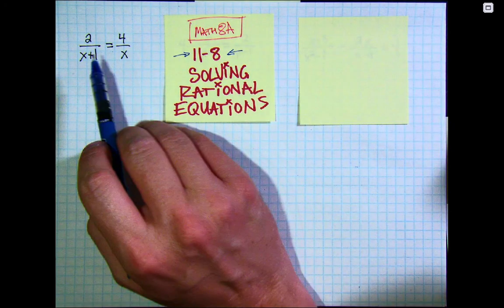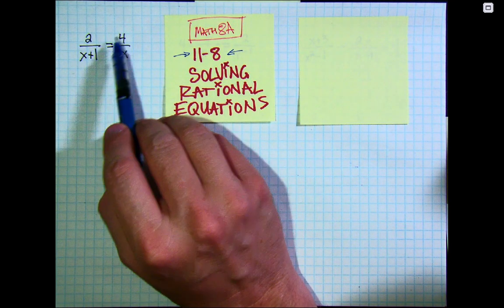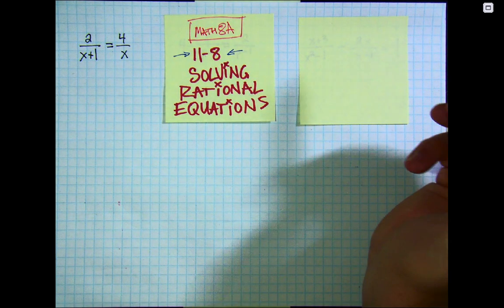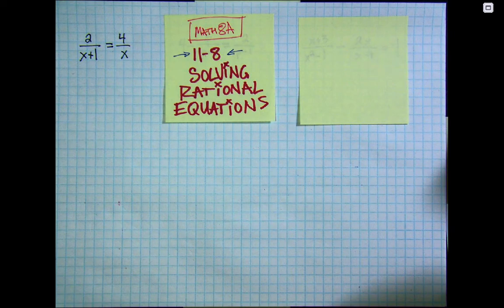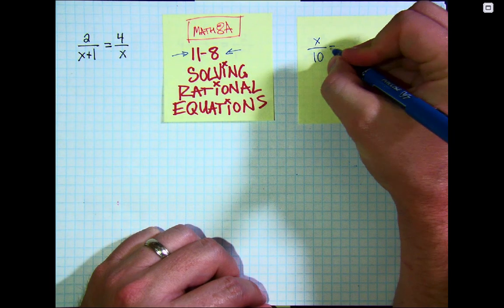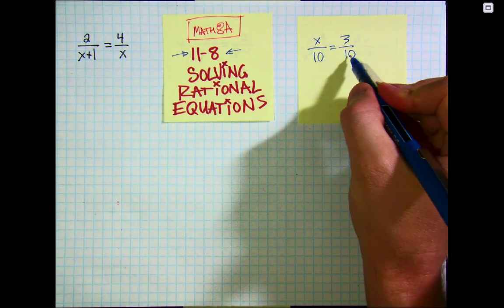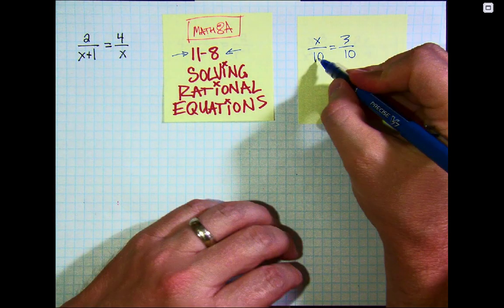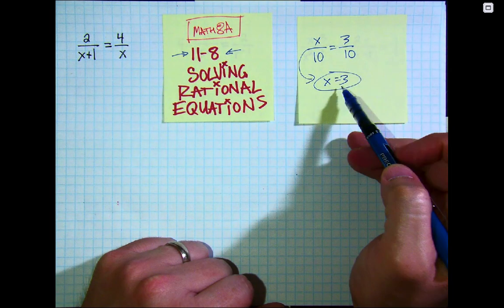Like this, where you've got rational expressions within an equation, and we're going to try to figure out what the value of x is. Now, before we do a rational equation like this, I want you to look at a really simple one. What if I said, solve this? Gee, I wonder what x must be. If x over 10 equals 3 over 10, and you have a common denominator, the solution is kind of a freebie, right?